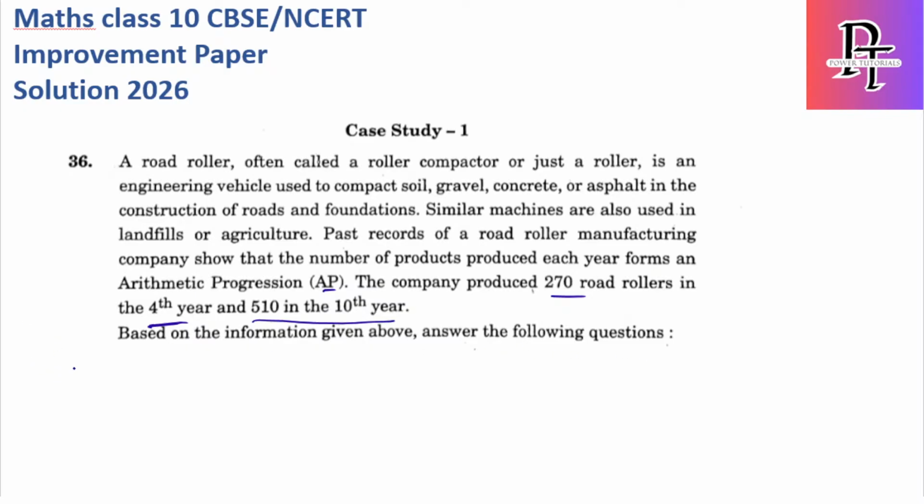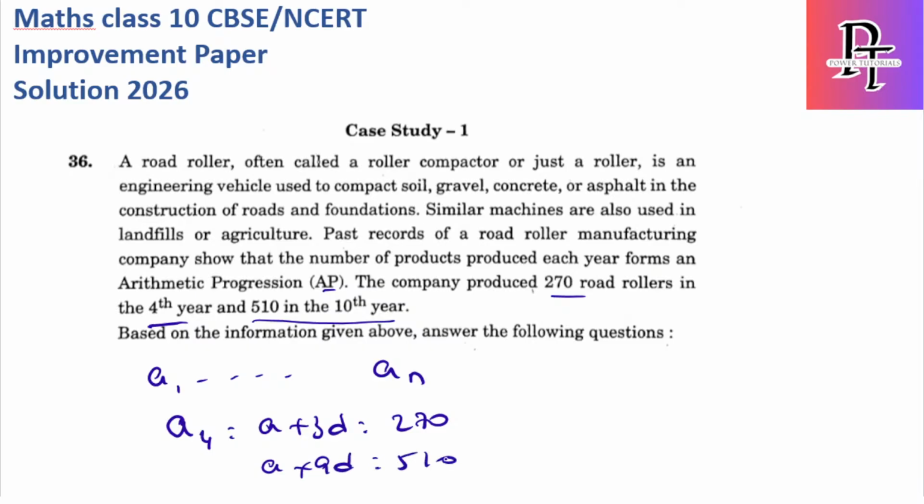So before going to the questions, whenever case study questions are there, the only trick to solve them is to use that case study and extract the information they have provided in the question and then go for the questions. Okay, don't go for the first question. Now, what I am saying, it is an AP. Fine. So we have terms like A1, A2 and so on till AN. Then they have provided us the 4th year. 4th year is A4 or T4, whatever you want. So A4 is A plus 3D. What is the value? 270. Same way they also provided the 10th year, which is A plus 9D. How much? 510. So let's use these two conditions and get the A and D values first before going to the questions.